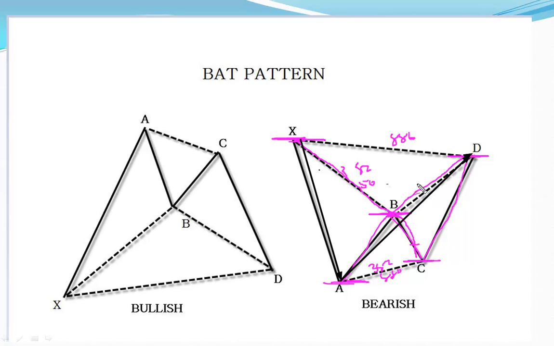Now, your B to C to D would have that same 1618 that we saw in the other pattern, the butterfly, to 2618. So B to C up to D, and then you have the XA up to D, and then you have the BC up to D. You have all this put together, which gives your areas to watch, and that's your bat pattern.